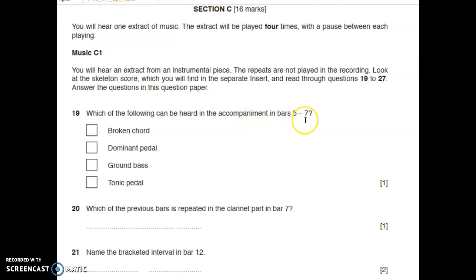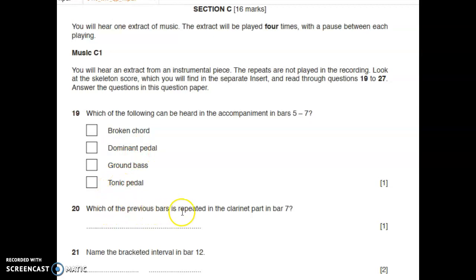So in bars 5 to 7, you will hear either a broken chord, a dominant pedal. Now we know a dominant pedal will be a note that is in the bass and it is carried on and played continuously. A ground bass is something that I find in the Baroque time, and it's repeated over and over again. I'll show you also a little bit of a YouTube video on that. And a tonic pedal is the same as a pedal of the dominant, but now this note is the tonic.